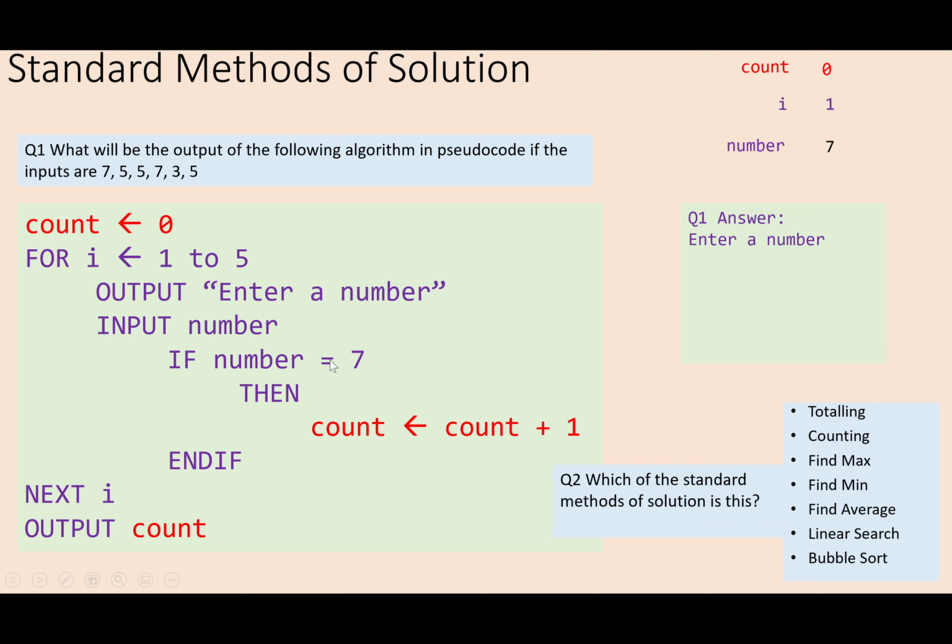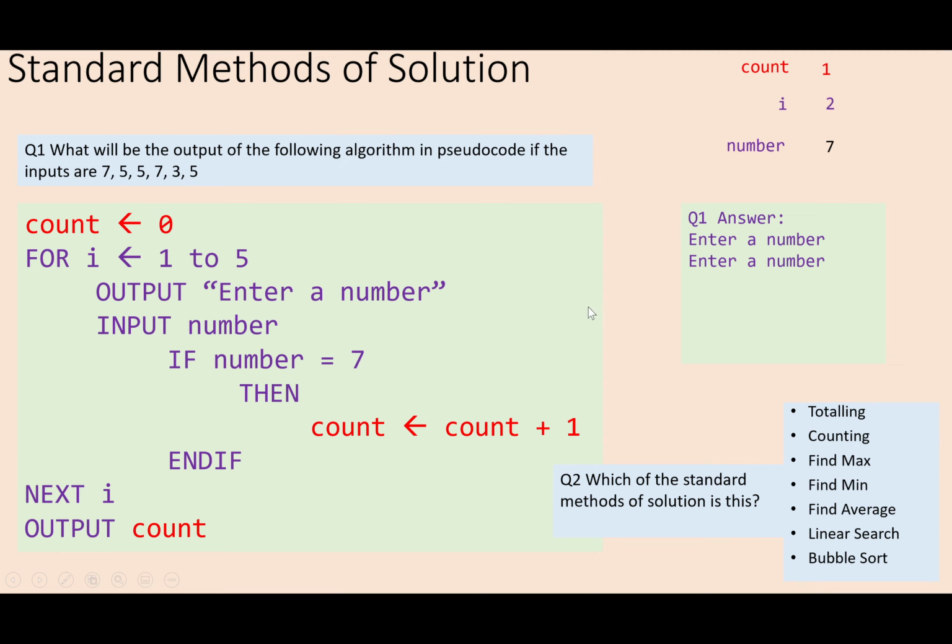If number is equal to 7, so that's going to give us a true or false. So number is 7, so that is true. So this will happen here. So count is going to be assigned count plus 1. So count is going to go from 0 to 1. Now we come down to our next I. Our next I is going to be 2, so that will change, and we can go around the loop again.